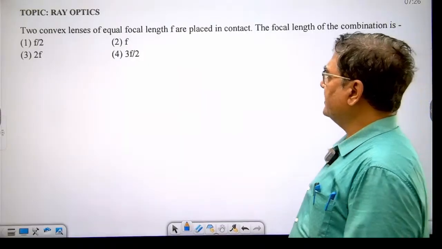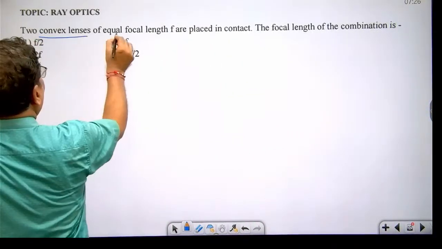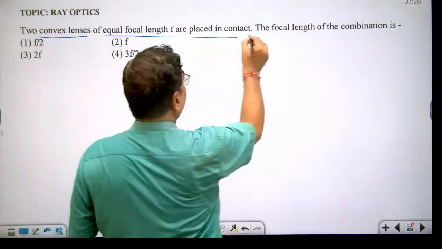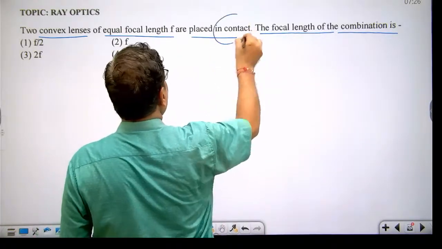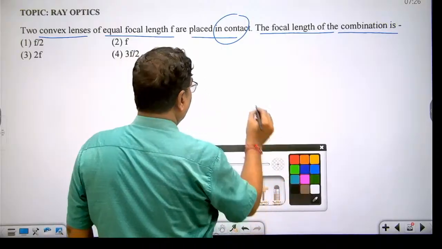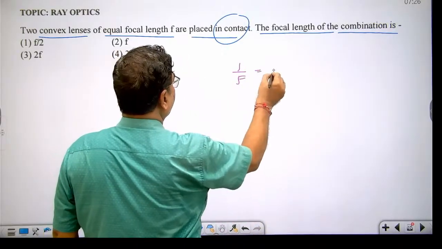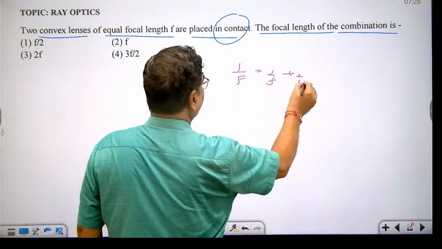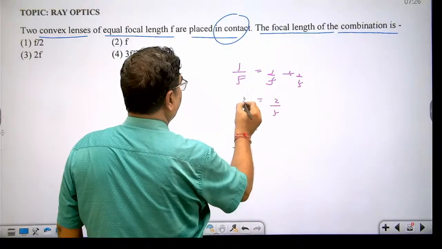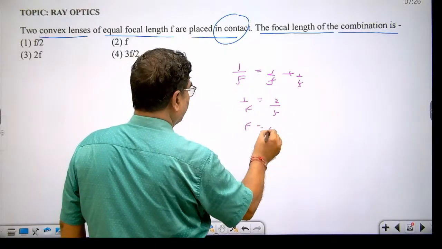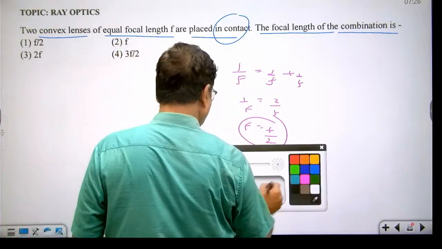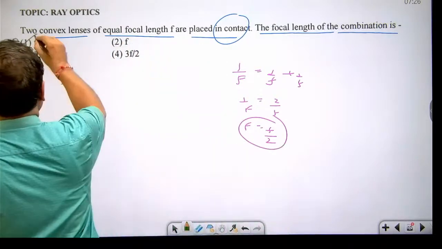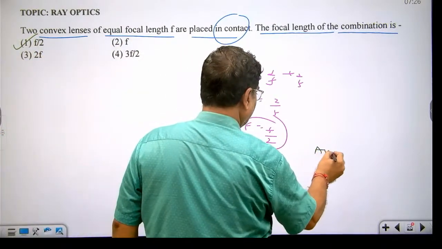Two convex lenses of equal focal length f are placed in contact. The focal length of the combination is. The important word is that they are placed in contact. When they are placed in contact, 1 upon F is directly 1 upon f1 plus 1 upon f2, which means 2 upon f. So dear student, F equals f by 2. This is the equivalent focal length. Out of 4 choices, the correct choice is option 1.